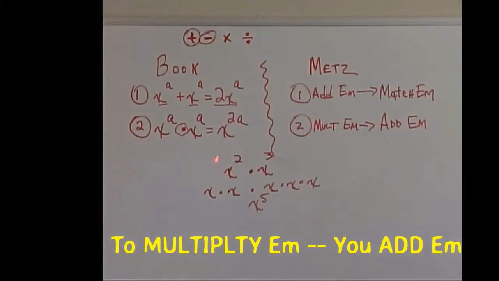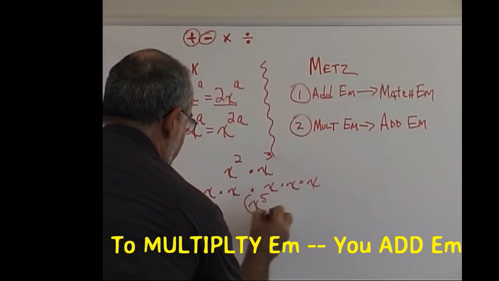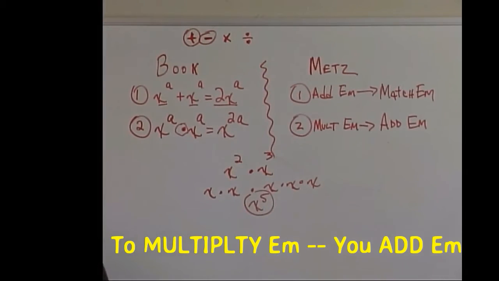Let's see why. X squared is x times x. X cubed is x times x times x. So that means it turned into x times x times x times x times x. And what's the best way to write that? X to the fifth. So you got to admit that that's right. And so notice that x to the second times x to the third is equal to x to the fifth, not x to the sixth. To do this multiplication problem, I had to add. Boy, that's confusing. You just got to get used to it.